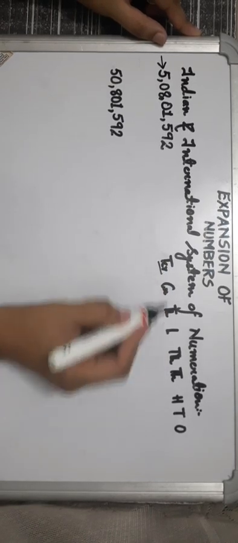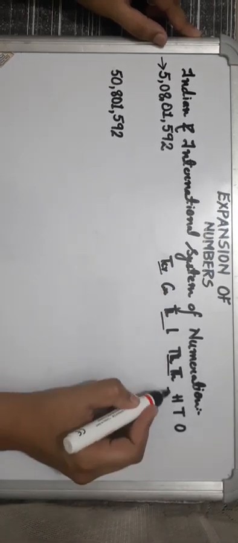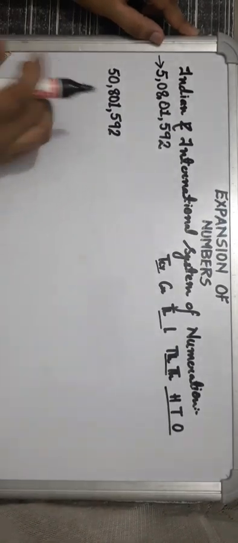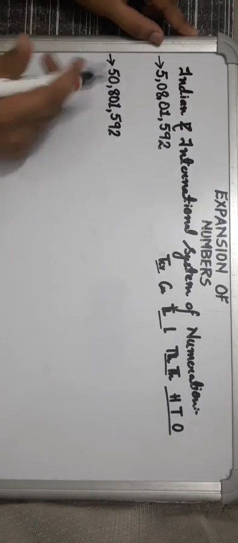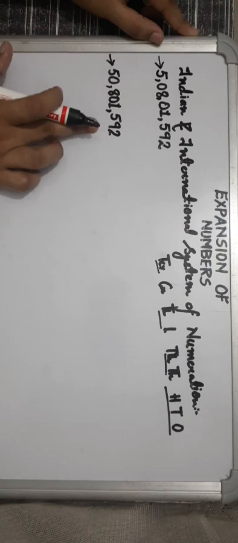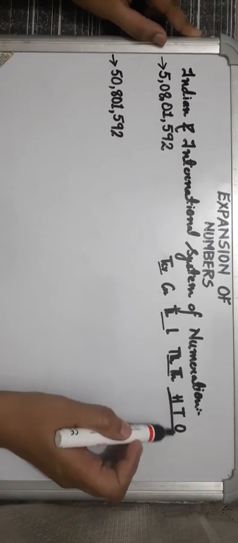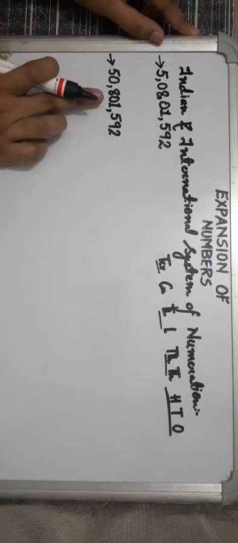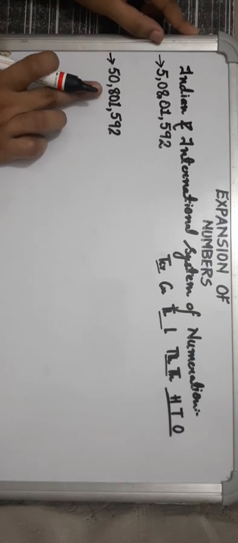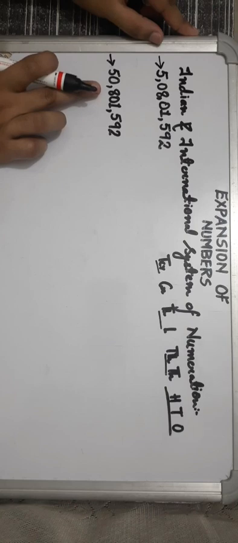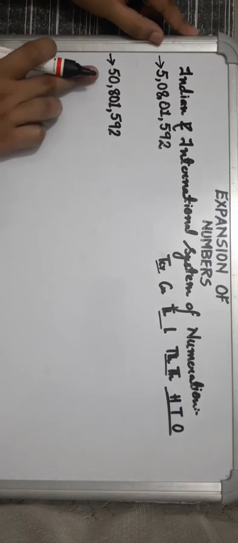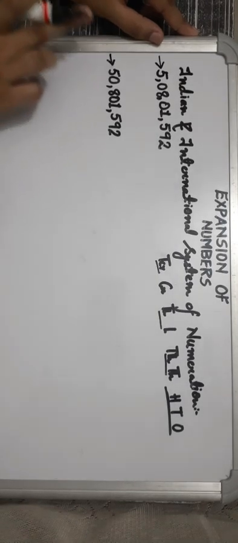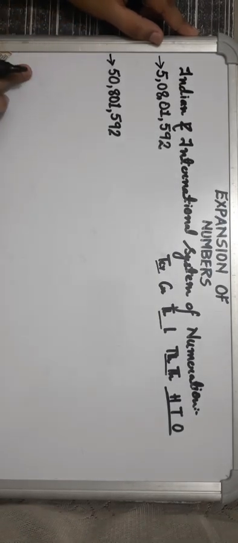We use crore, lakhs, thousands and this. Okay? But in the international system of numeration, after this we use first ones, tens, hundred, then thousand, 10,000, 100,000. Then after that we don't use lakhs and crores, we use millions, then billions, then trillion.